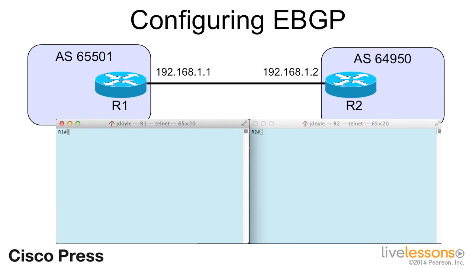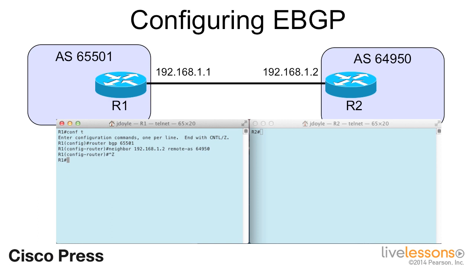Okay, so we've got our two terminal screens up for R1 and R2. Let's start with R1. So we'll go into configuration mode, and we're going to start the BGP session with router BGP, and our local autonomous system number is 65501. Now you can see that we're in router config mode, we're going to specify our neighbor connection to R2. So neighbor, the address over there is 192.168.1.2, and the remote autonomous system number is 64950.